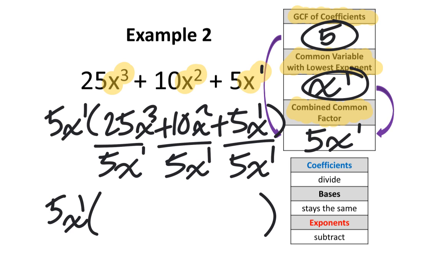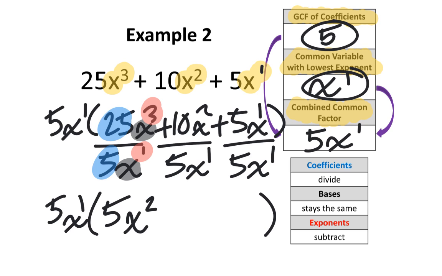At this point, you want to use the quotient rule. So we're going to take a look at the coefficients here, 25 and 5. You want to divide coefficients. So 25 divided by 5 is going to give you 5. Next, you want to take a look at the bases. The base is x over here and the base is x over here. Bases stay the same, so this is going to remain x. And last, you want to take a look at exponents. The exponent here is 3 and the exponent here is 1. You want to subtract exponents. So 3 subtract 1 is going to be 2.